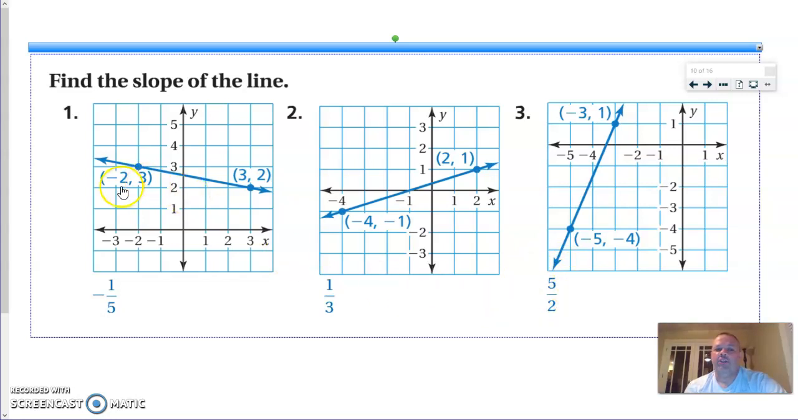Again, if you wanted to do y2 minus y1, x2 minus x1, does it matter? No. You can call this one x1, y1, and this one x2, y2, or you can call this one x1, y1, and this one x2, y2. It doesn't matter which point you call x1, y1 and x2, y2.